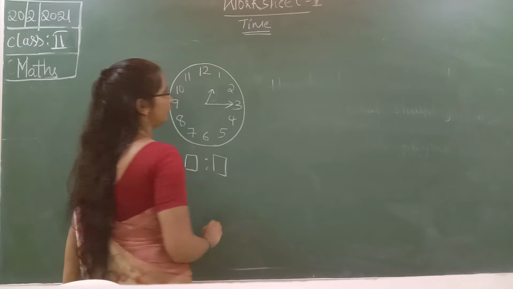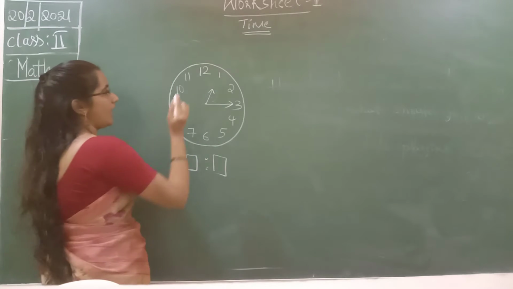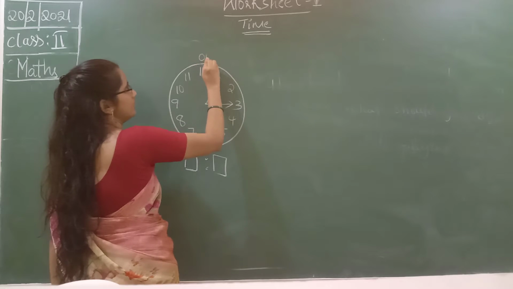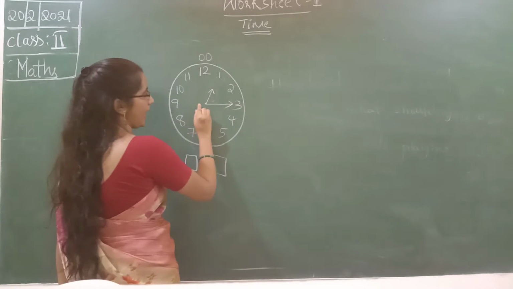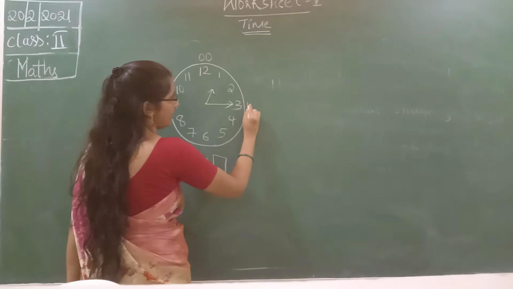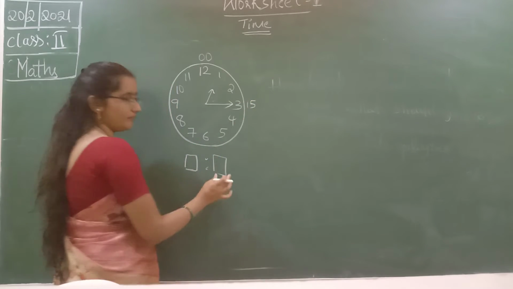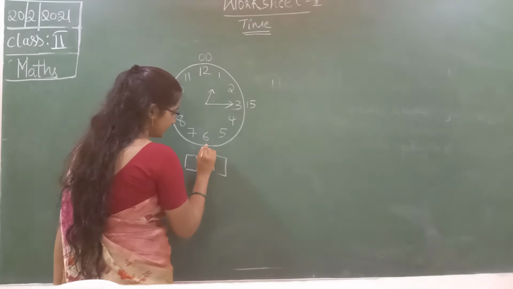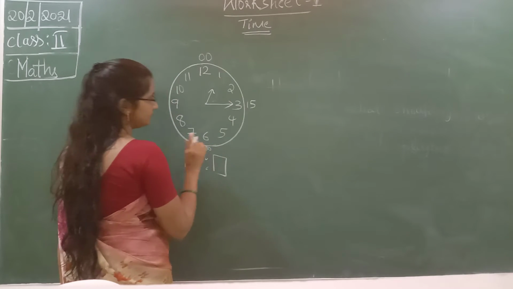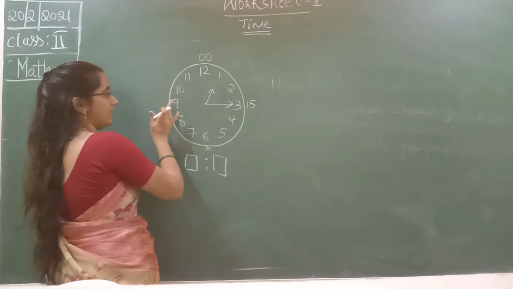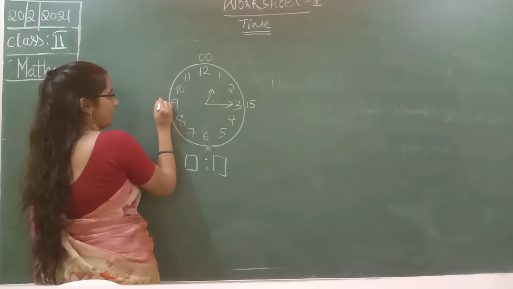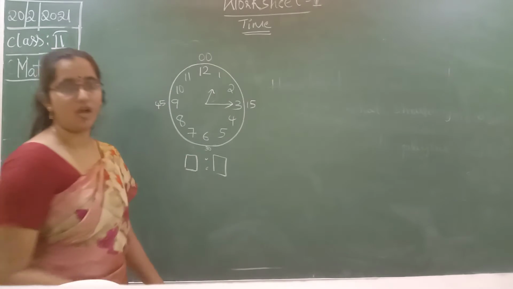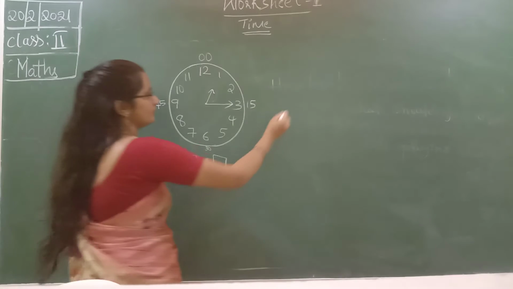See here. If the minute hand is at 12, we will go with 0. If the minute hand is at 3, we will write 15 as the minute value. If the minute hand is at 6, we will write 30. If the minute hand is at 9, we will write 45 minutes. So, always remember.